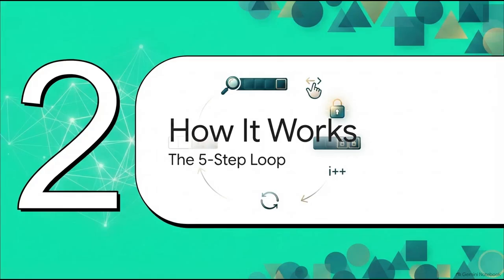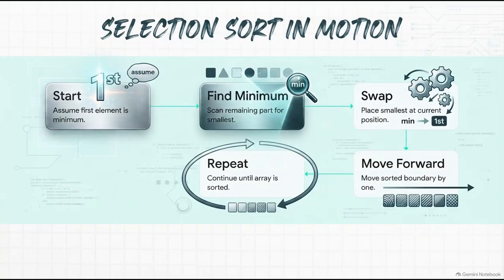Part 2, how it works, the 5-step loop. And this brilliantly illustrates the invisible logic happening inside the machine. It's basically a 5-step loop. Step 1, we start at the very first element in our list and we just assume, just for a moment, that it's the minimum. Step 2, we scan the rest of the unsorted part to find the true minimum, the actual smallest number.